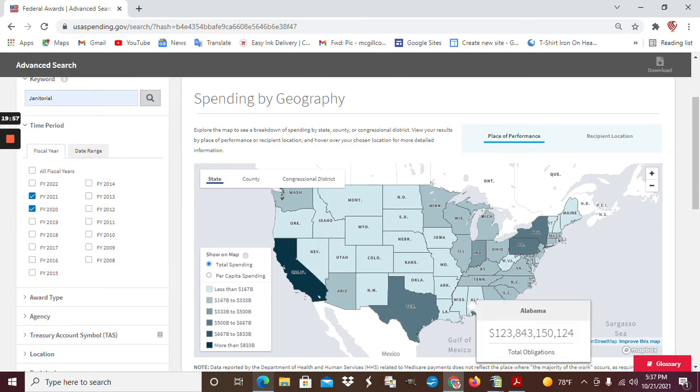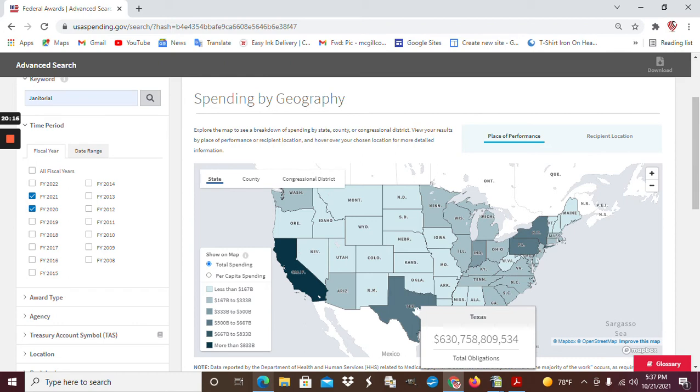Here in Alabama, $123 billion was spent on janitorial. Mississippi, $72 billion was spent. Georgia, $205 billion was spent. Florida, $537 billion was spent in janitorial. Texas had $630 billion spent in janitorial. That's a lot of money being spent, and we're just in janitorial. You know what I'm saying?